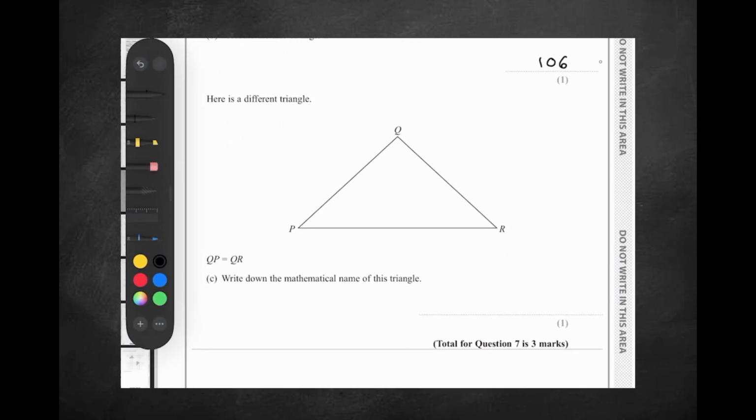Part C, here is a different triangle. QP equals QR. Write down the mathematical name of this triangle. As the side lengths are the same for QP and QR, this is an isosceles triangle.